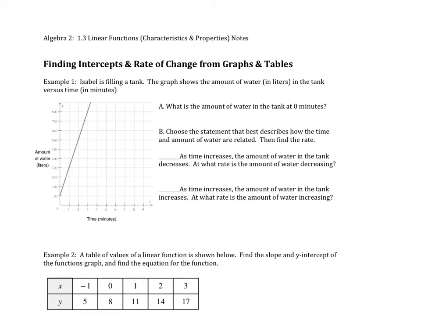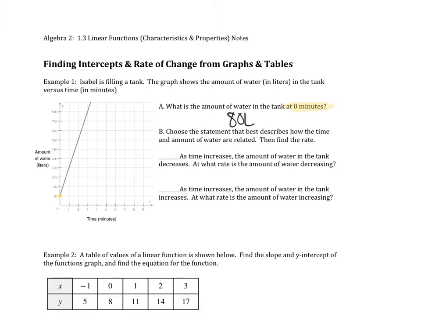Well, if you look at your graph, we are looking at 0 minutes. You can tell from the graph that the point at 0 minutes that actually hits the graph is right here where I just plotted with the yellow, and that's at 80. So my first answer says, what's the amount of water in the tank? Well, the amount of water in the tank at 0 minutes is 80 liters, according to the graph.